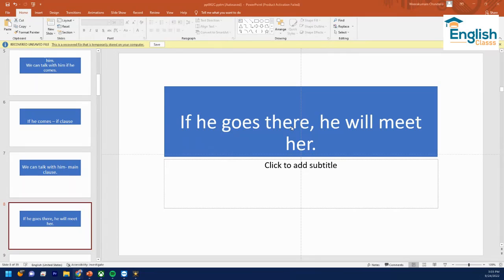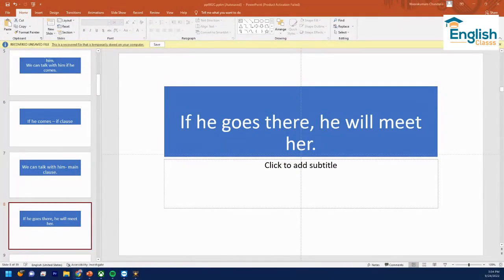If he goes there, he will meet her. He will meet her is a future idea. If he goes there, that is a future idea too. But in the if clause, we never use will. You should write the if clause by using simple present tense.